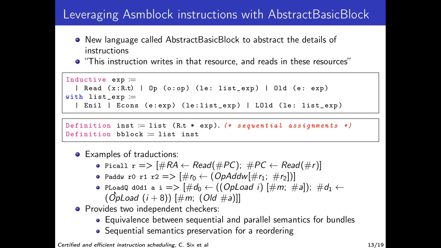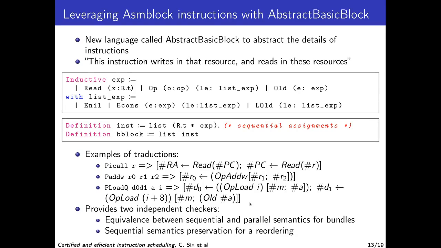Another example is load Q, which loads a value in 2 consecutive registers. We translate it into 2 consecutive loads, but for the second load we use the old operator since A and D0 could be the same register. With this language, it's much easier to reason about scheduling because all the reads and the writes are described within the syntax instead of being in the semantics, which is what allows us in the end to make our proof scale with the number of ASM instructions.